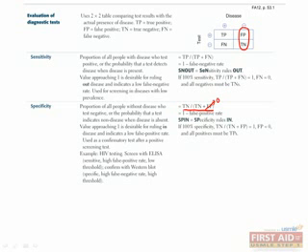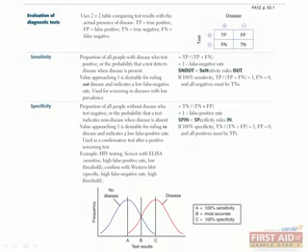A diagnostic test with high specificity is useful as a confirmatory test after a positive screening test. For example, a positive test result for HIV with ELISA should be confirmed with a highly specific test, such as a Western blot. This graph shows how you can shift the trade-off between sensitivity and specificity by adjusting the threshold for a positive test.